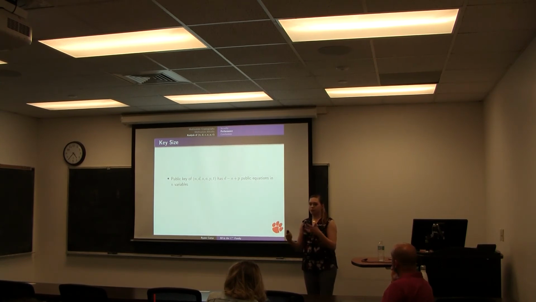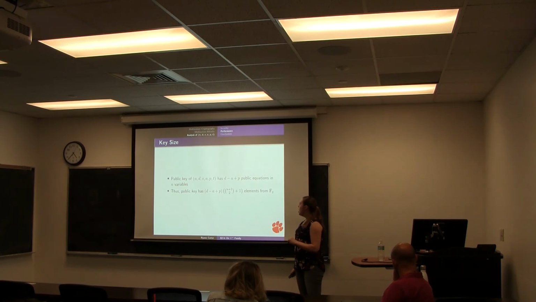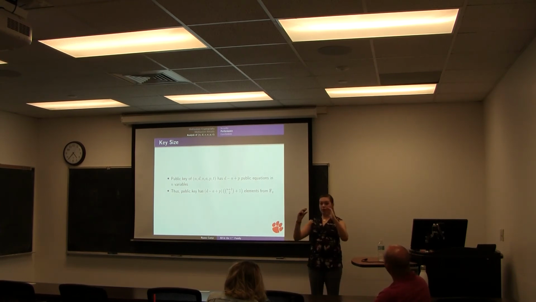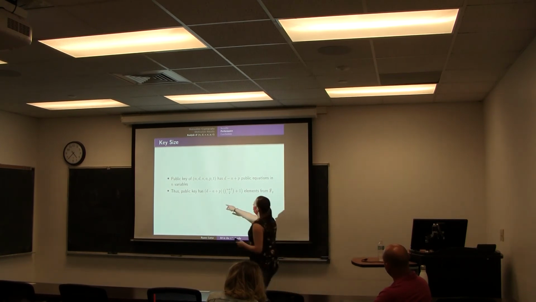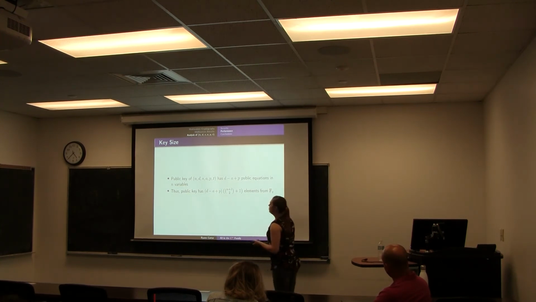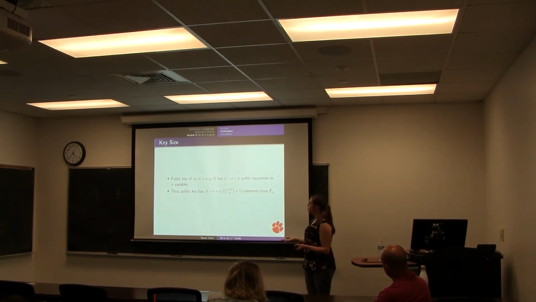Not only do we want it to be secure, but we want to make sure that it's actually usable. And so one thing that we want to look at is key size. We know that we have D minus A plus P public equations, and then we have N variables. Each of those public key equations is going to be a quadratic function. So we're going to have N choose 2 for my quadratic, N for my linear, and then plus 1. And so we're going to have (N plus 1 choose 2) plus 1 elements from F_q for every one of our equations. So we have a total of (D minus A plus P) times ((N plus 1 choose 2) plus 1).